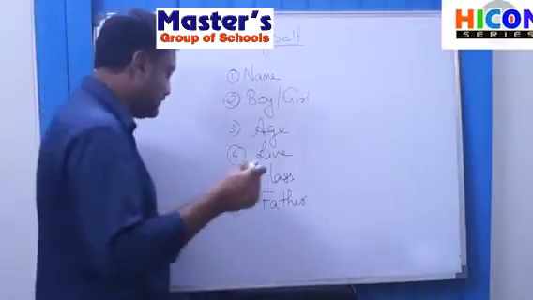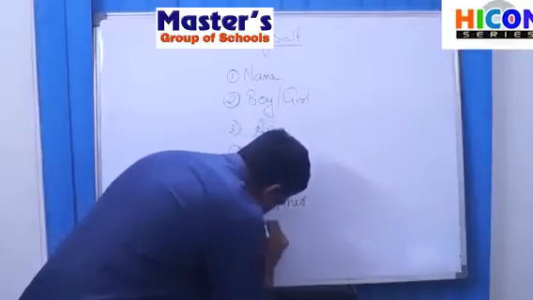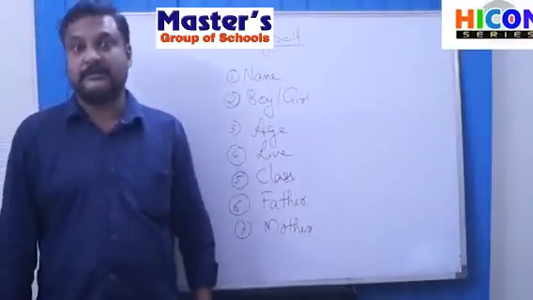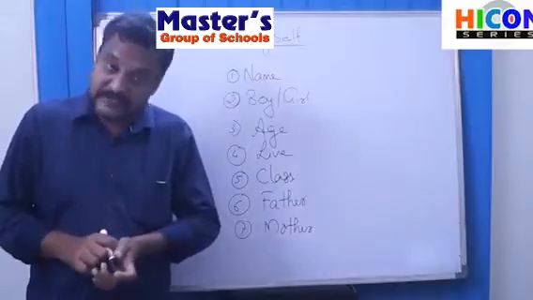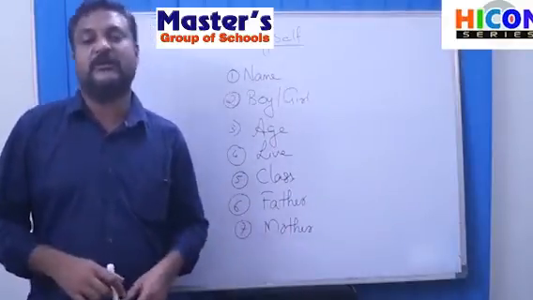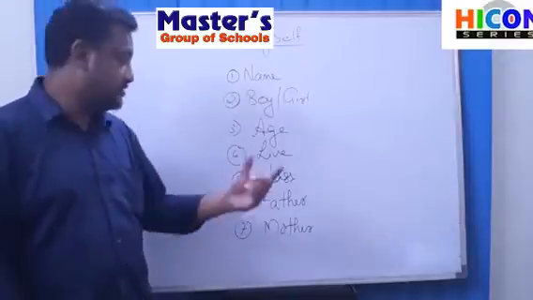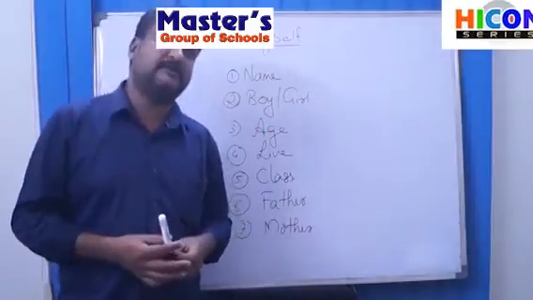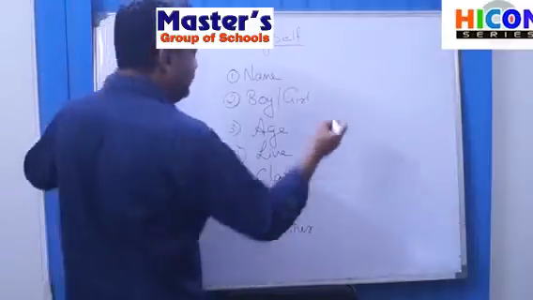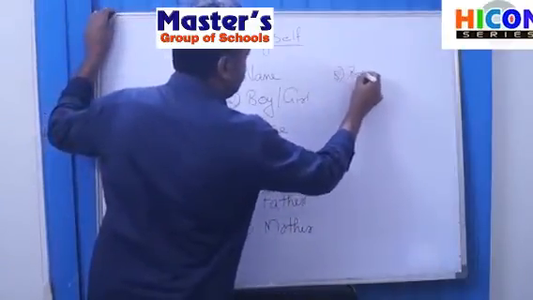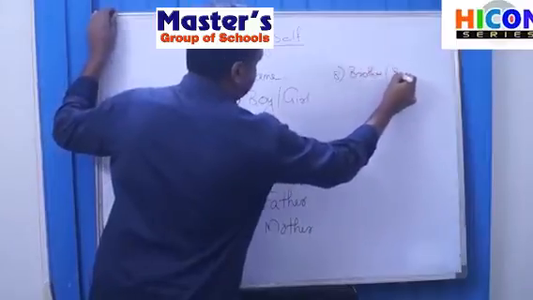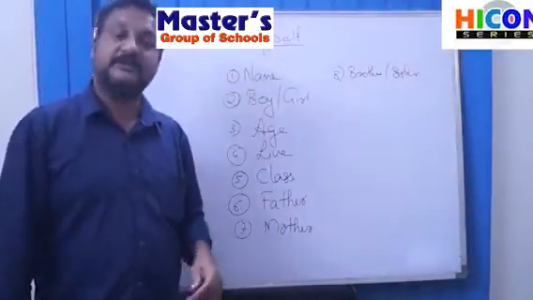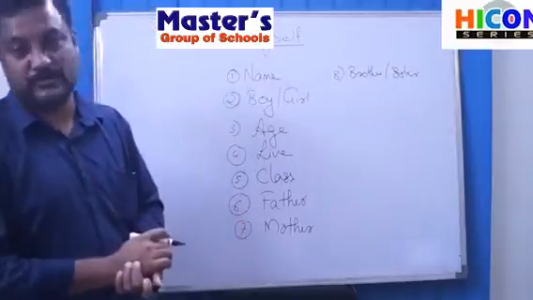Then we can tell the name of our mother. The name of my mother is Mrs. Sarala or Sharada, whatever. Clear? So we should know the name of our father and our mother. If we have any siblings, meaning brothers or sisters, we should know the names of those people also.